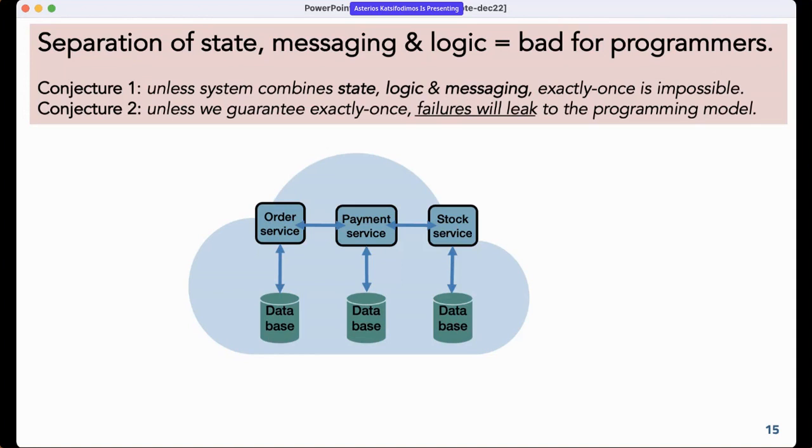In this case, let's take the example of a streaming dataflow processor. Unless we guarantee exactly-once processing of messages, the failures will eventually leak to the programming model. So the programmers will have to deal with the failures. Why do I say this? Imagine that I want to update the items in my inventory, in my eShop. If I send a message to the inventory service and that message has no guarantee of being delivered, I will have to work around it with business logic. I will have to hard code transactions in my application code.